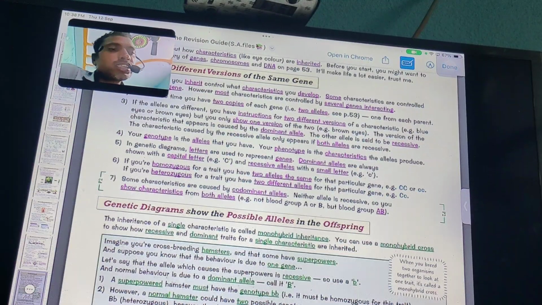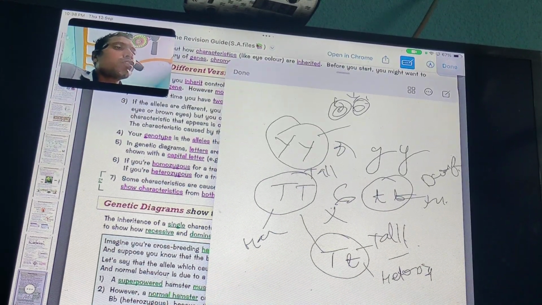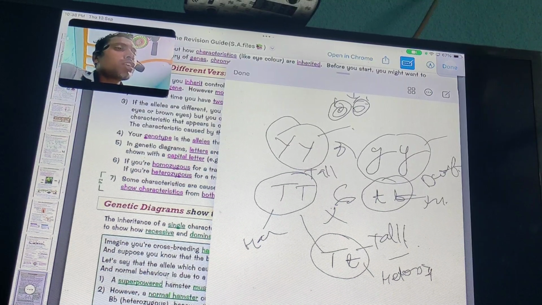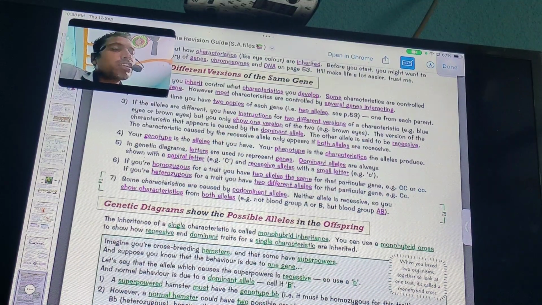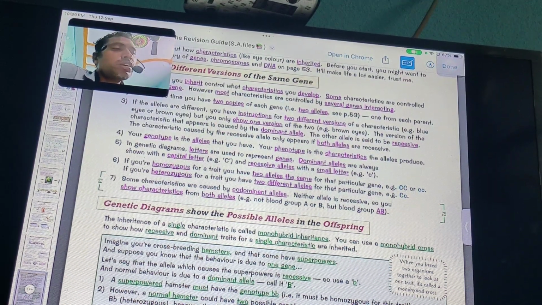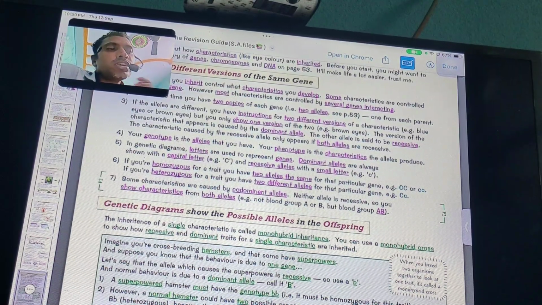This is the characteristic carried by the gene. Capital Y is homozygous, and small y is also homozygous. Capital Y and small y is heterozygous. We can also say capital C instead of Y, with capital C and small c.